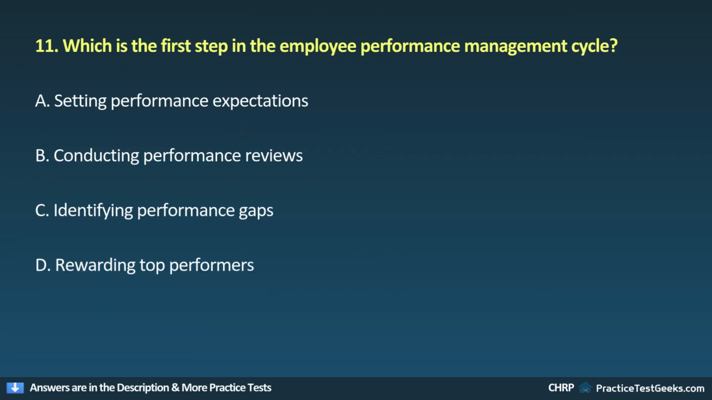11. Which is the first step in the employee performance management cycle? A. Setting performance expectations. B. Conducting performance reviews. C. Identifying performance gaps. D. Rewarding top performers.